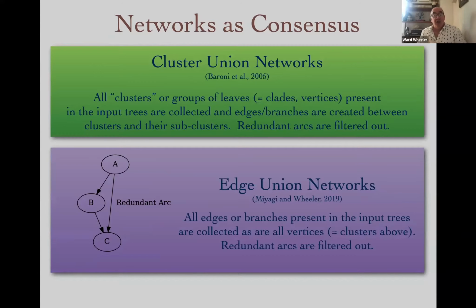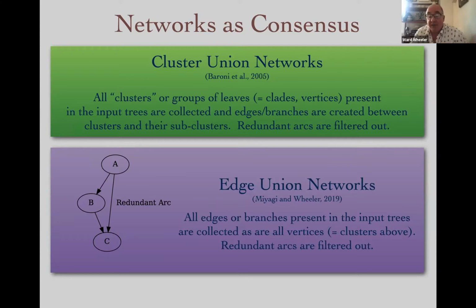Now, cluster union networks take all the clusters or groups of leaves. So you can think of them as taking subtrees present in all the input trees, and then collect all the edges and branches together with the cluster subtrees. And then you have to filter out redundant edges that are placed in these. And that's actually a technique I'll mention later by Aho et al.